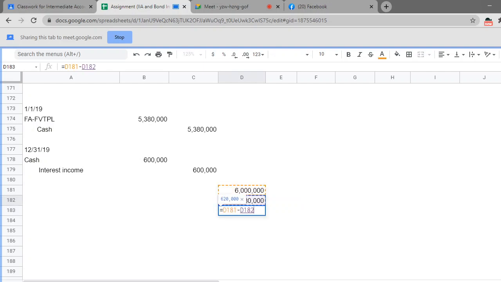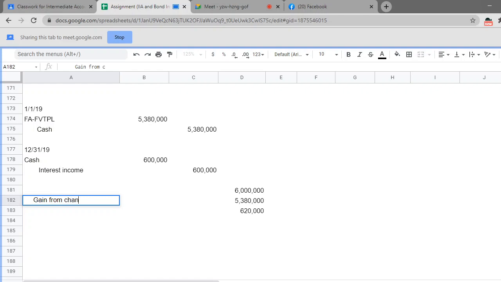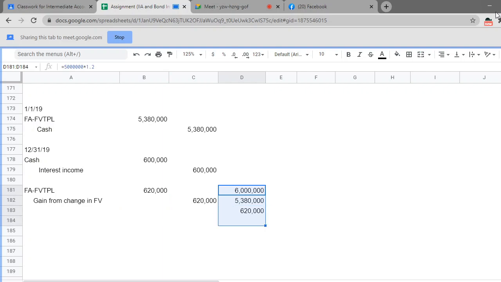The difference would be 620 increase. Therefore, we call this a gain from change in fair value of 620,000. And ang iyang partner, of course, just like usual trading, debit the investment. Okay? Now, let's proceed to the next year, 2020.